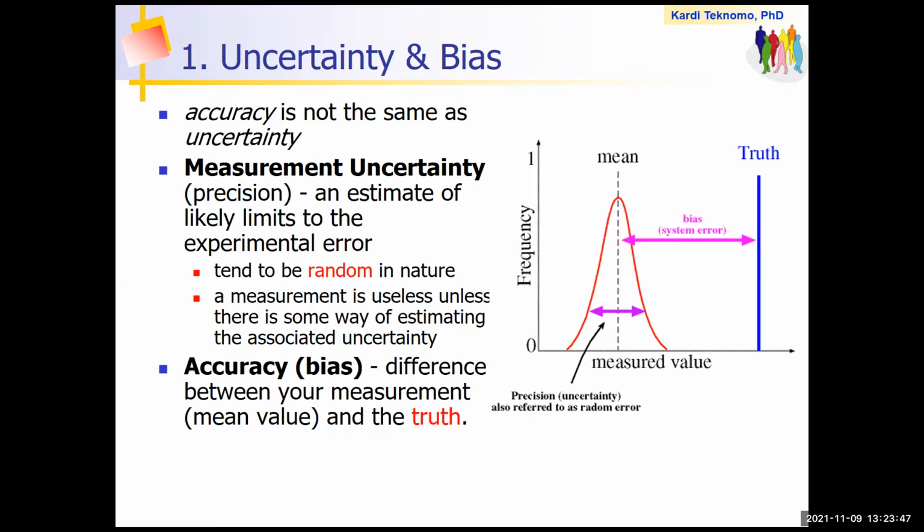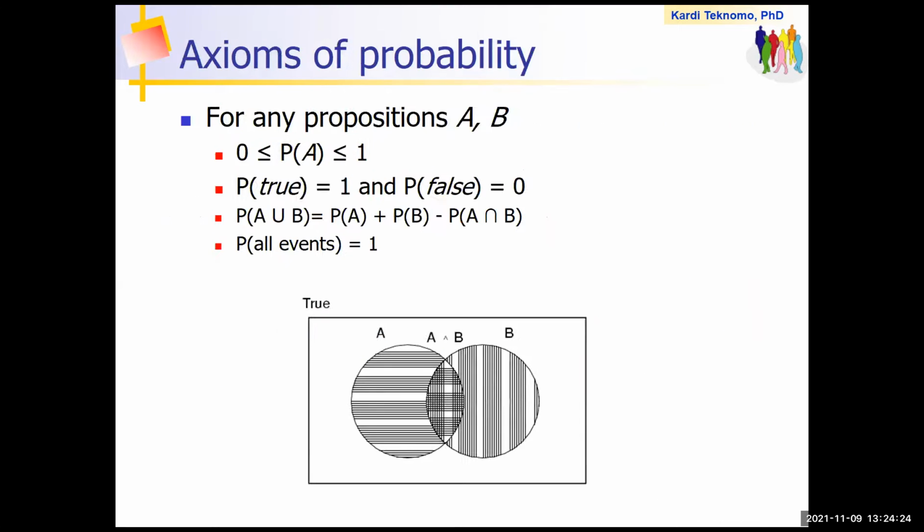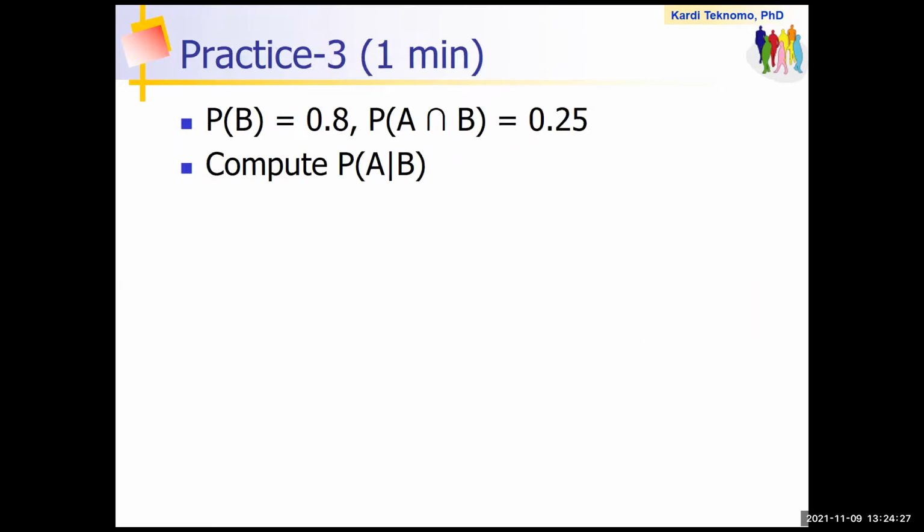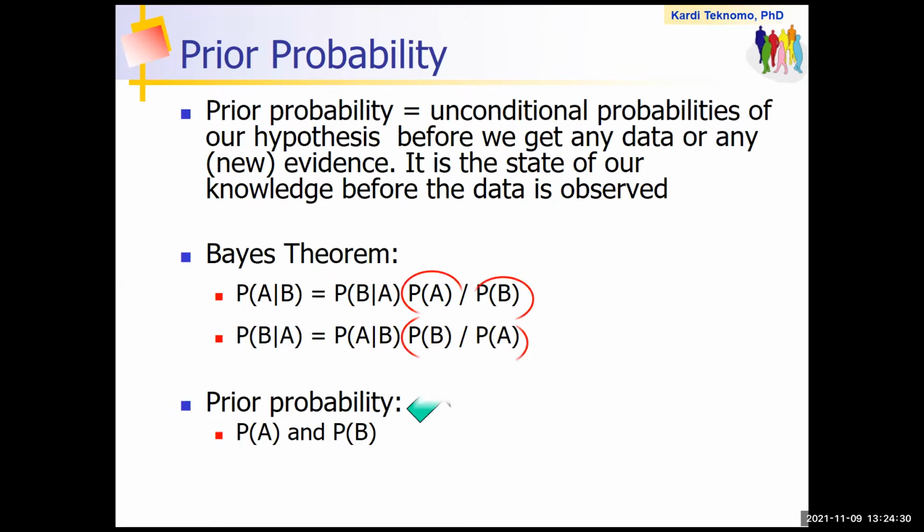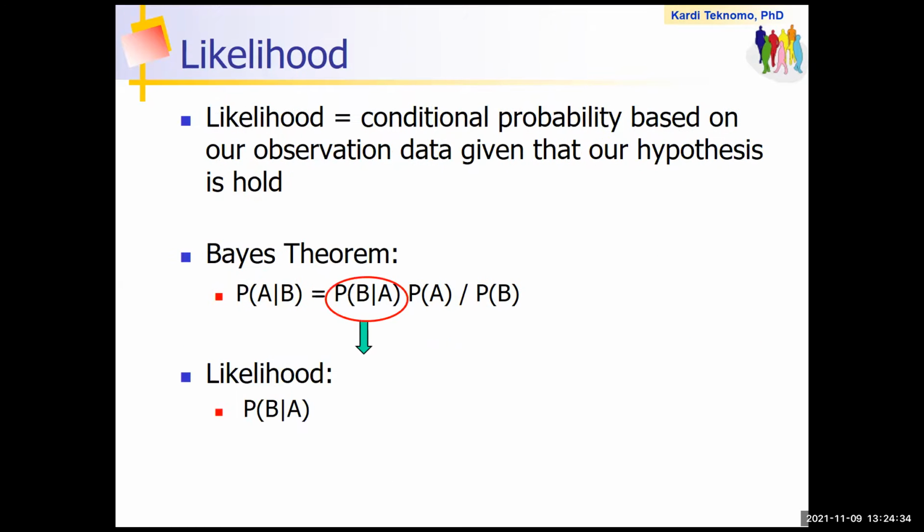Accuracy is not the same as uncertainty. When we say uncertainty, we talk about precision. Precision represents the standard deviation. Accuracy is between your measurement, which is the mean value of your measurement, compared to the true value. That is the difference between uncertainty and bias. We already discussed this, so I will skip it. You read by yourself if you are not sure.